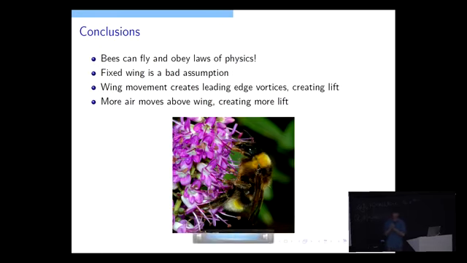I'd like you to take away from this that bees can fly and still obey the laws of physics. There's no contradiction there. The reason that theory exists is that fixed wing is a bad assumption, because the wing continually moves. These wing movements create vortices, which create pressure differences, which cause the lift of the bee. So thanks for listening.